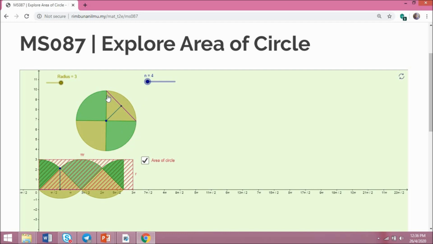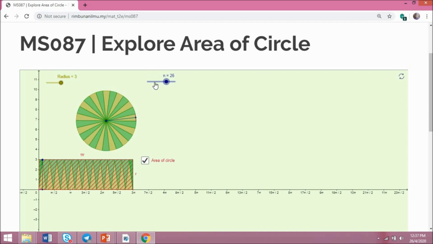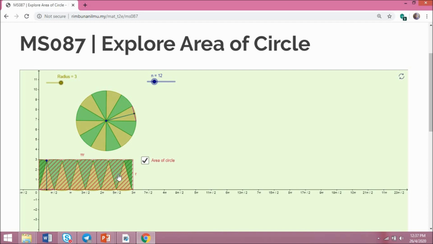You divide the circle into 4 parts. You have 4 sectors, and you arrange them. When you divide the circle into 4 parts, you do not get a perfect rectangle. Now you change into 6 parts, still you have balance for this side. You change into 8 parts. Look at what happens to the arrangement. When you divide the circle into, let's say, 36 parts, you get a perfect rectangle.